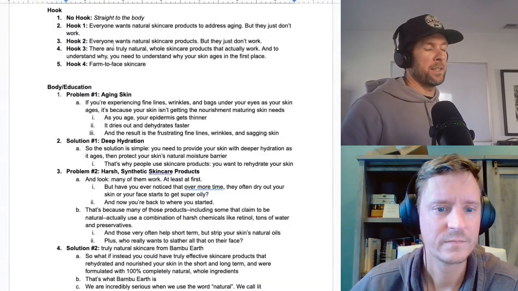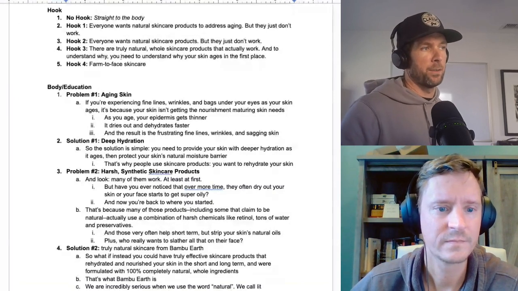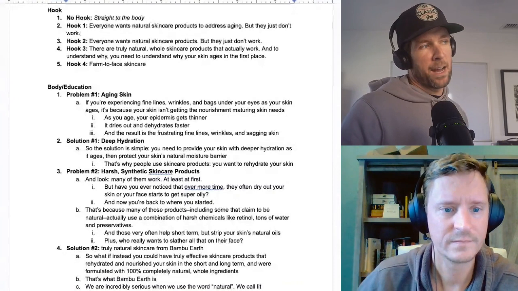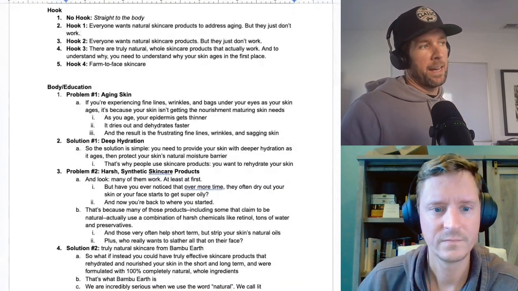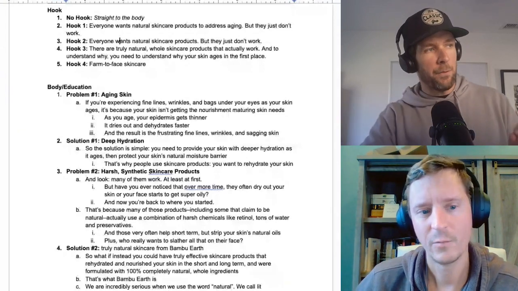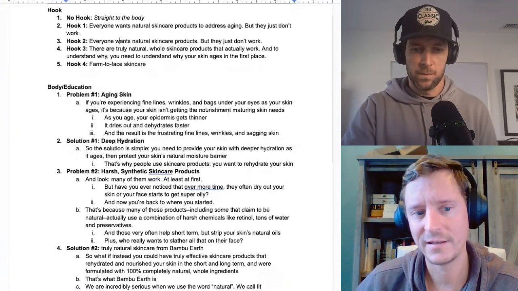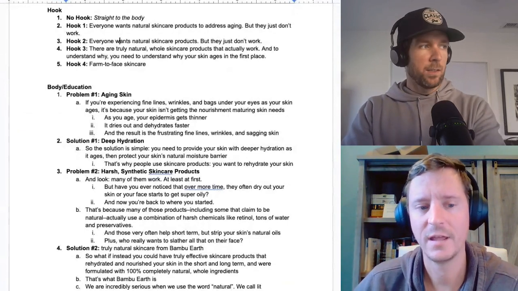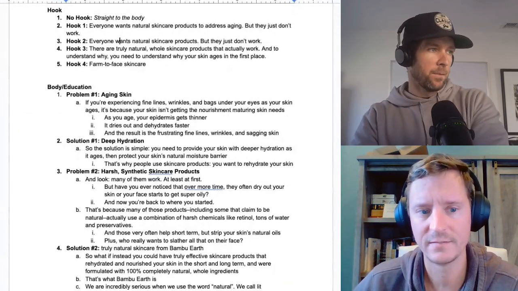Okay, hook 1, we already talked about this earlier: everyone wants natural skincare products to address aging, but they just don't work. Okay, that kind of works with our ad now. You may need to go rework that. Hook 2: everyone wants natural skincare products, but they just don't work. Which doesn't really get aging as the problem. Like the first problem, the solution is aging. Yes. So that's my problem with that hook.